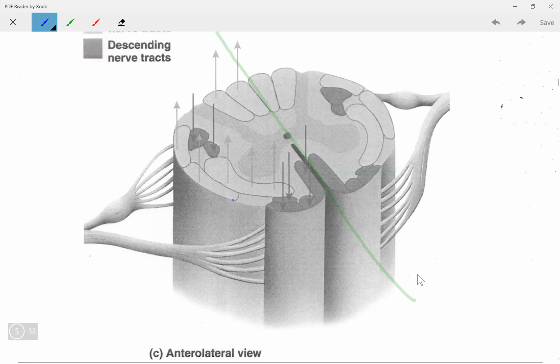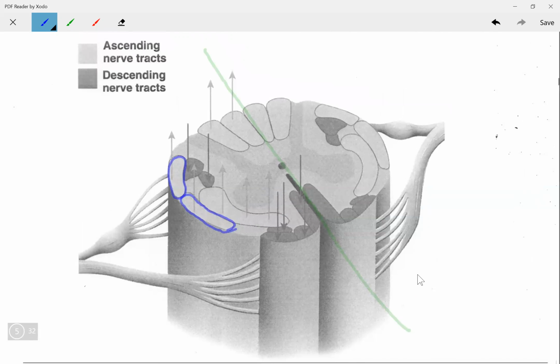Okay, so we're going to look at this one and this one. Okay, the arrows are showing you it is an up arrow, so ascending or sensory or afferent. Okay, remember this is the posterior side, this is the anterior side of the cord. So this is the posterior spinocerebellar tract.